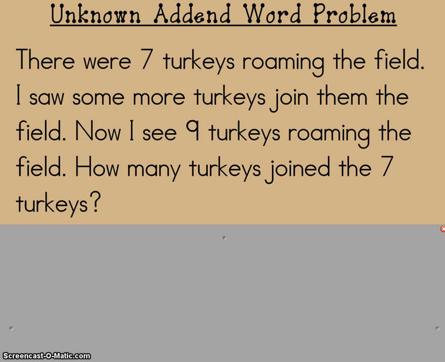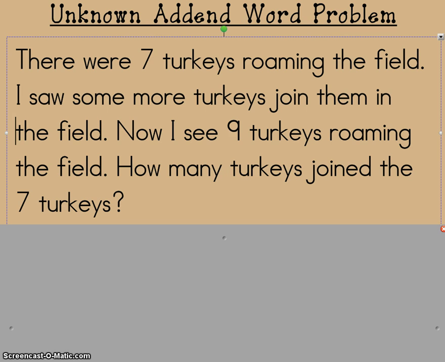Let's look at this first problem. There were 7 turkeys roaming the field. I saw some more turkeys join them in the field. Now I see 9 turkeys roaming the field. How many turkeys joined the 7 turkeys? When we read a word problem, we have to figure out what the unknown is. Do we need to figure out the sum? Or do we need to figure out the unknown addend? For this problem, we have to figure out the unknown addend.